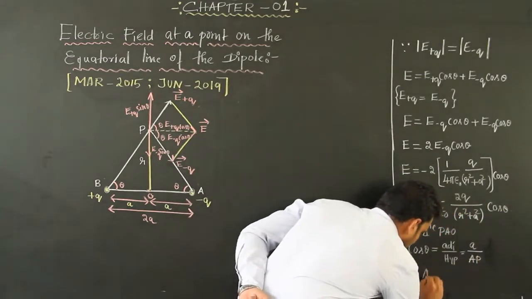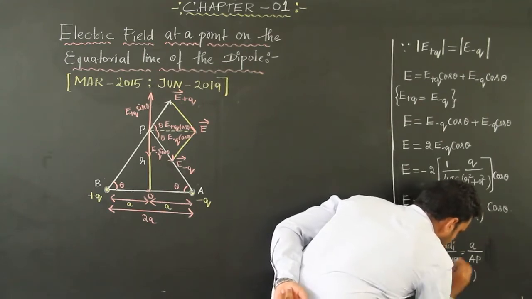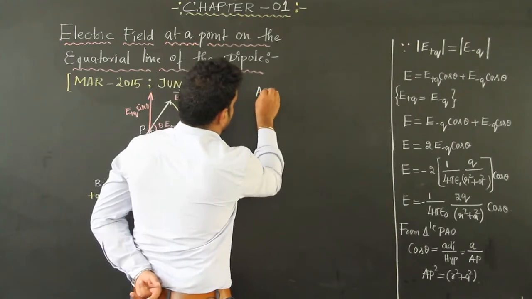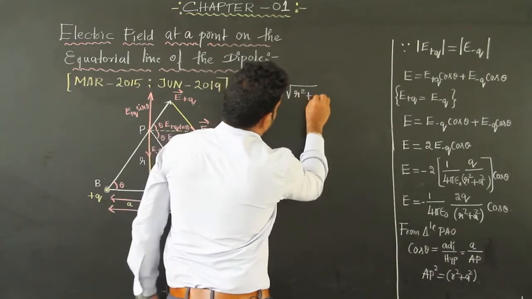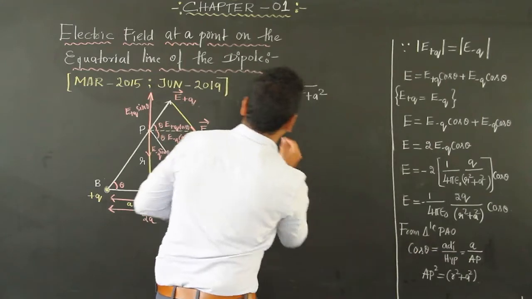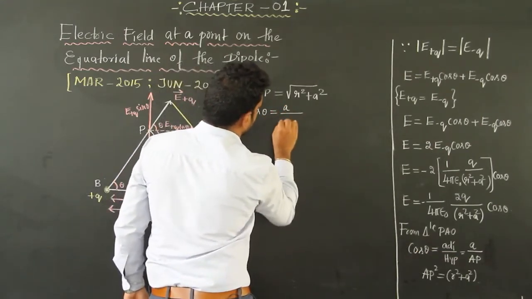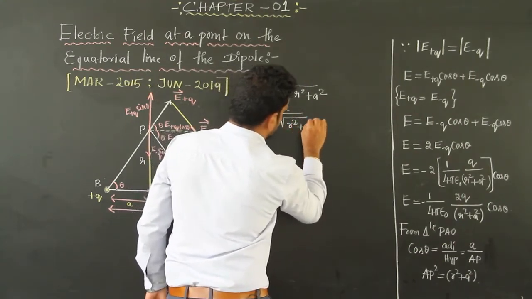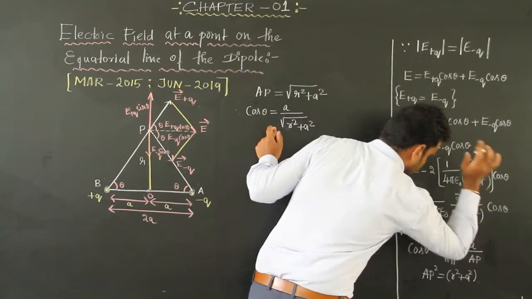Right here, AP square is equal to R square plus A square. But we need a value of AP. So AP becomes root of R square plus A square. So we got the value of AP. Now I am substituting here. Therefore cos theta becomes A by root of R square plus A square. Now I am going to substitute this cos theta value here.